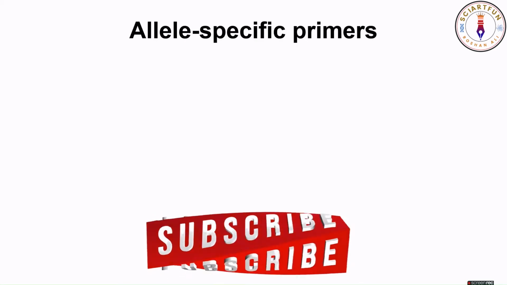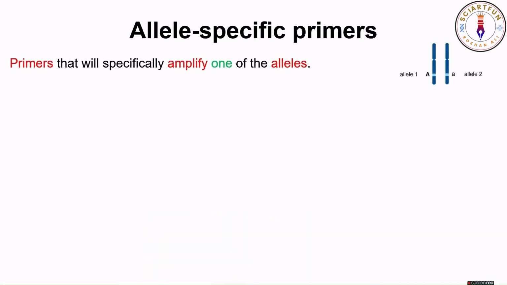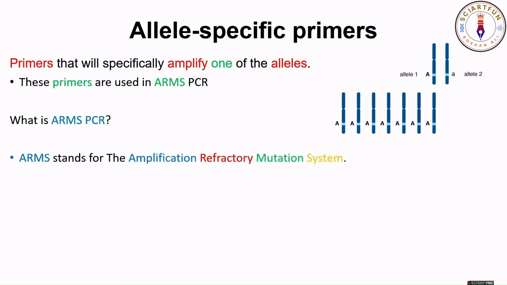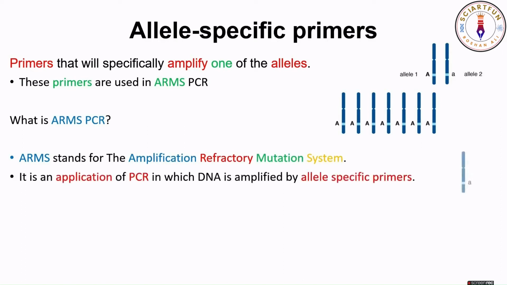Allele-specific primers are the primers that specifically amplify only one of the alleles. They are used in ARMS PCR. Okay, what is ARMS PCR? It stands for Amplification Refractory Mutation System. It is an application of PCR in which DNA is amplified by allele-specific primers.